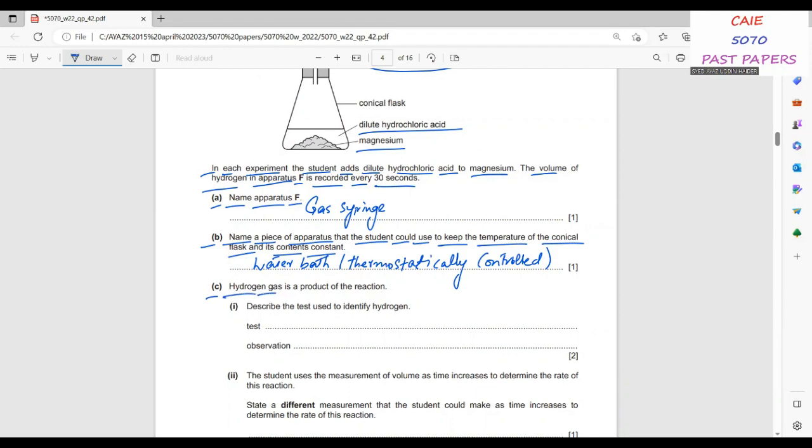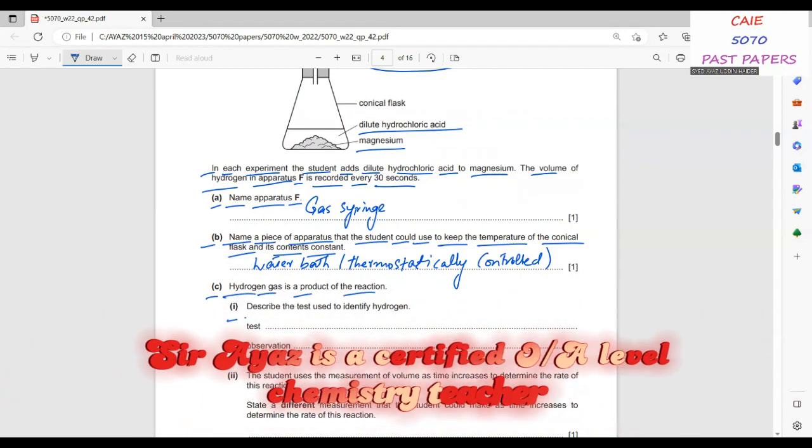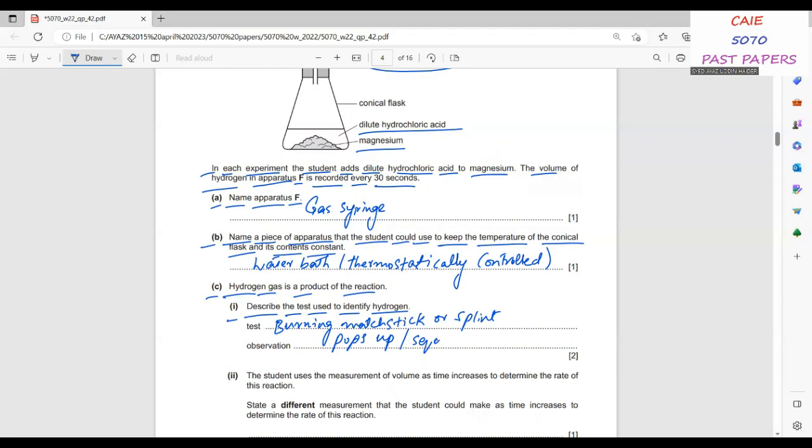C, hydrogen gas is a product of the reaction. One, describe the test used to identify hydrogen gas. For the test of hydrogen gas, you can use burning splint or matchstick. Pops up or squeaky sound is a result or observation for hydrogen gas.